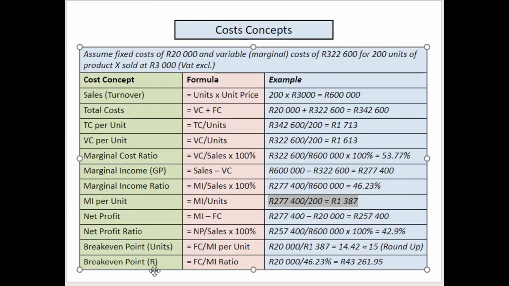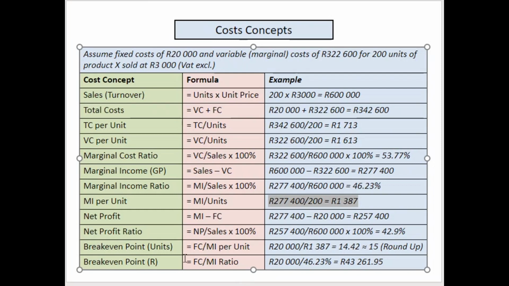So the break-even point in Rand is our fixed cost, again, divided by the marginal income ratio, which we calculated there. And then we get the amount of 43,261.95. And this is really the way they want you to do it in the test. I will actually say to you that it is not the best way in the real world.